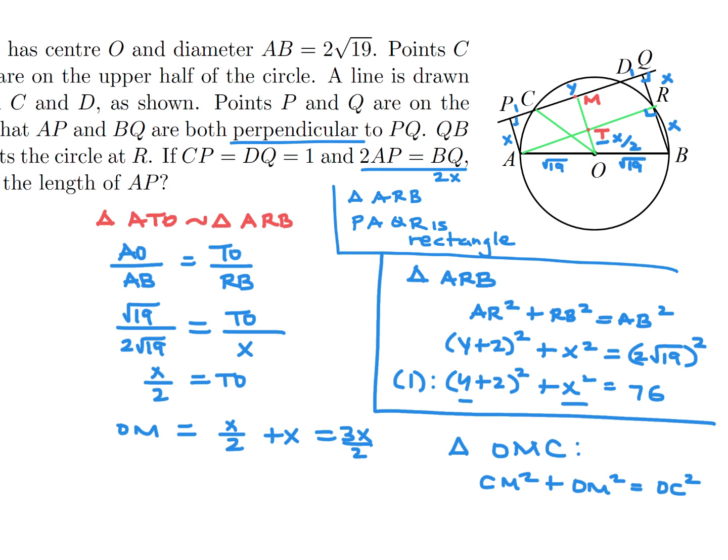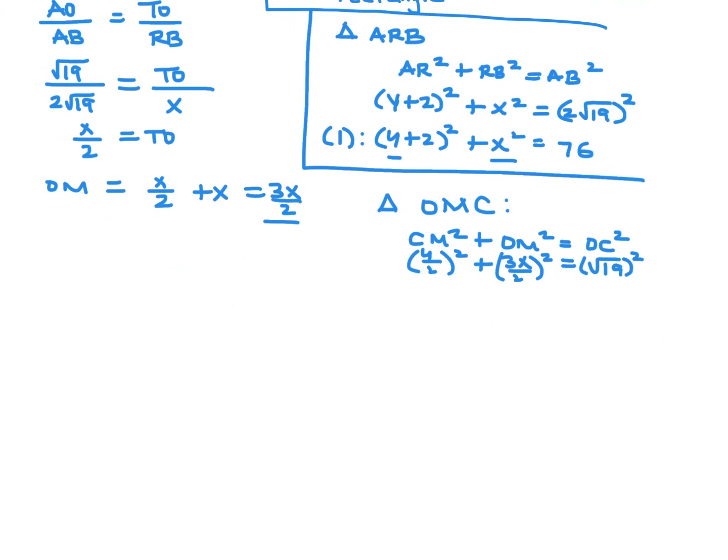Okay, got it. And then CM squared, that CM, okay, that's y divided by 2, right? Because that line cuts that CD in half. So that's y over 2. And then OM, I just got here, so that's 3x over 2 squared. And then OC is the radius, so that's just root 19 all squared. Okay, we got the equation, so let me just simplify this first. y squared over 4 plus 9x squared over 4 is 19, and then multiply through by 4 to get rid of the fractions. There'll be y squared plus 9x squared is 76.